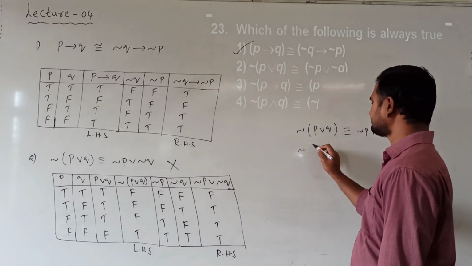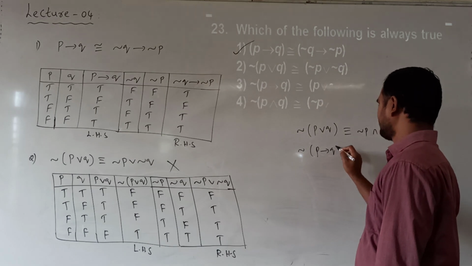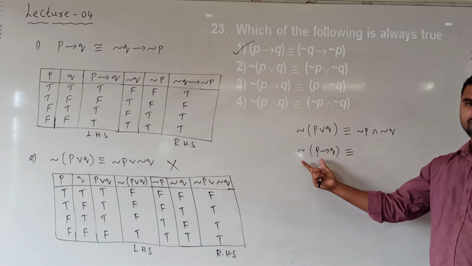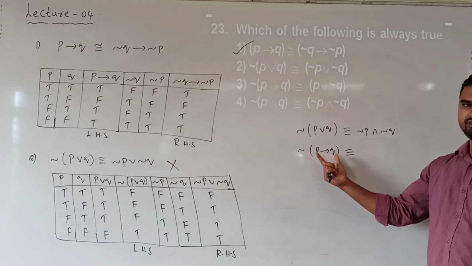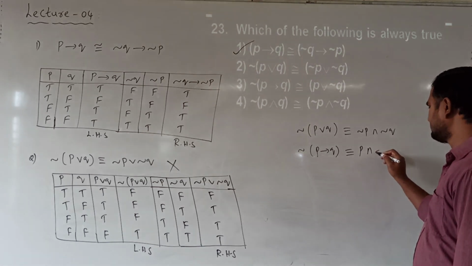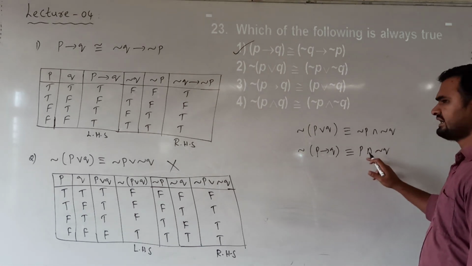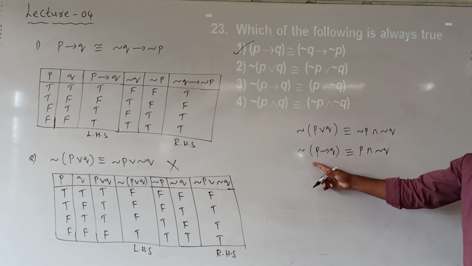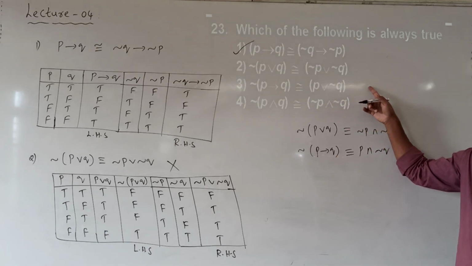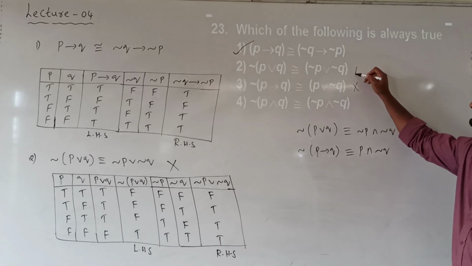Next, negation of P implies Q, the third option. We know the negation for a conditional is the first statement and negation of the second statement. So P and negation Q. These are logically equivalent. But here they have given P or negation Q. So this is also false.